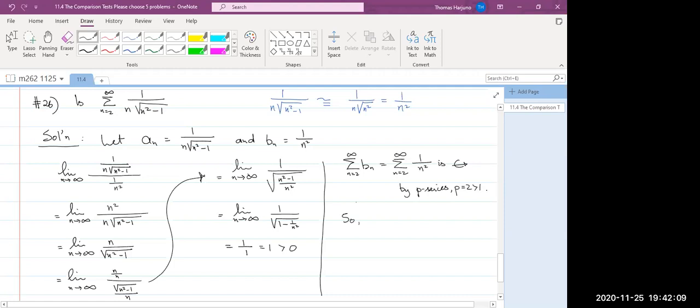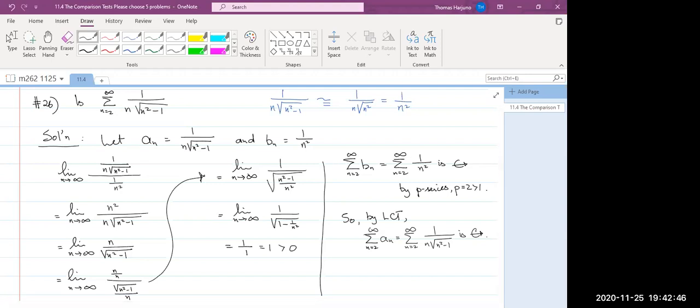And the limit comparison of the terms of these two series is a finite positive number. So by the limit comparison test, the series 1 over n times square root of n squared minus 1 is convergent. Any else?